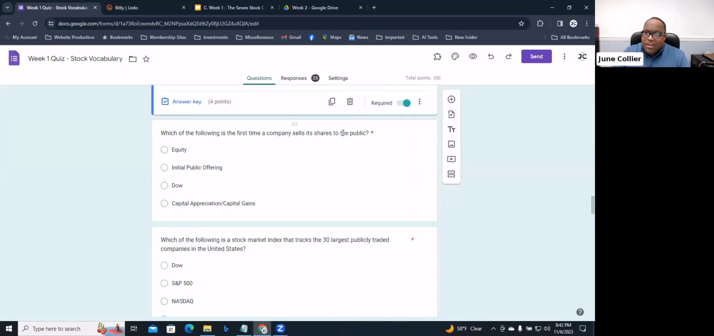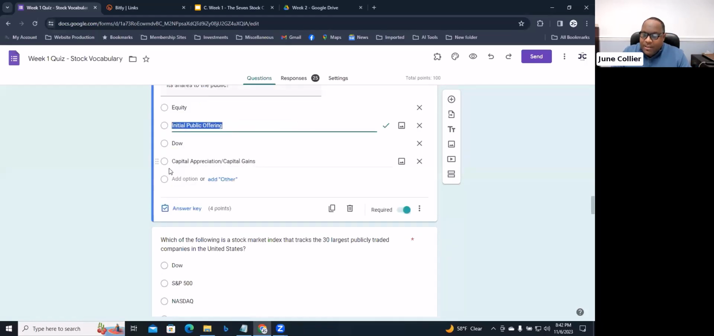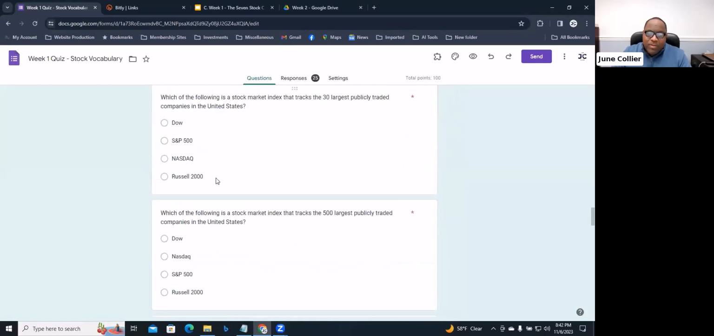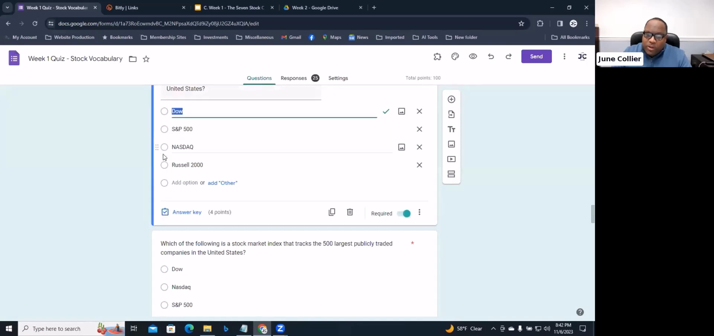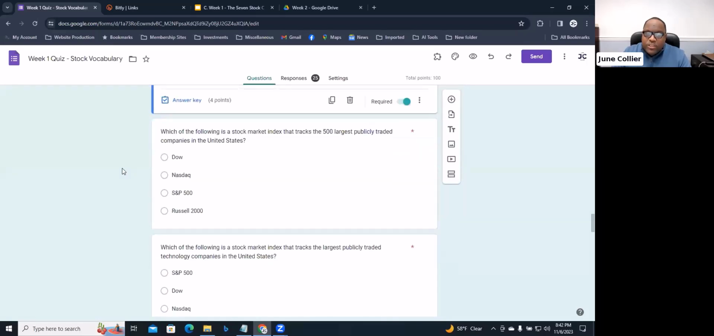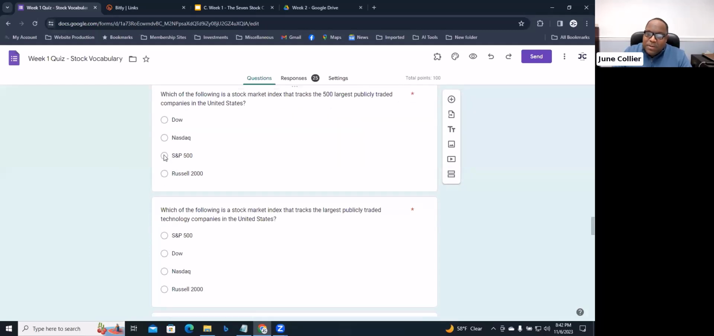The very first time the company sells its shares to the public is called initial public offering, IPO. Next one. Which of the following is a stock market index that tracks the 30 largest publicly traded companies in the United States? That is known as the Dow. They track the top 30, the Dow. Which of the following stock market indexes track the 500 largest publicly traded companies? Well, that's pretty easy. That's known as the S&P 500.